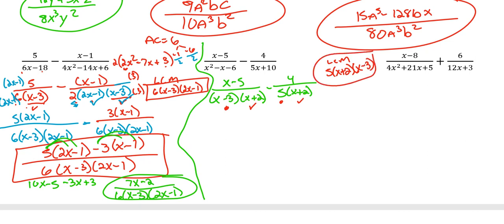So this is the LCM that we're shooting for. So I'm going to write this down. This is my denominator now: 5 times x plus 2 times x minus 3. I look at my first one here. I already have the x minus 3. I already have the x plus 2. What's missing is the 5. So that means I have to multiply by 5 up top. So it's going to be 5 times x minus 5.